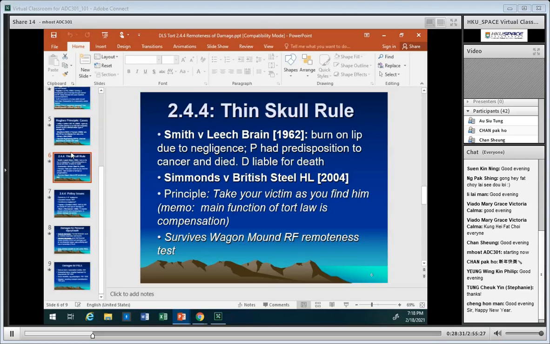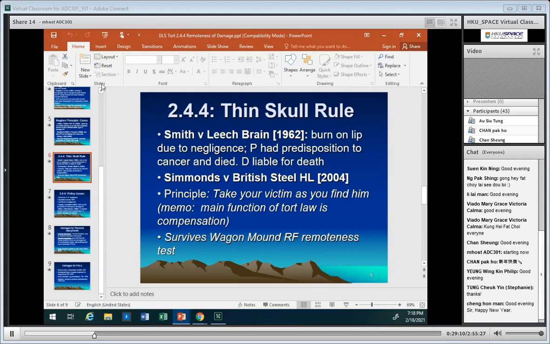So the thin skull rule is covered on page 69 of your course manual. And the must know case is Smith and Leach Brain. What an awful case name, which is good because that can help you remember the case. Case names with rather odd names are the ones that are easier to remember. Smith, of course, is a very common English name. Leach Brain sounds like a horror movie, you know, leeches eating your brain. Oh my goodness.